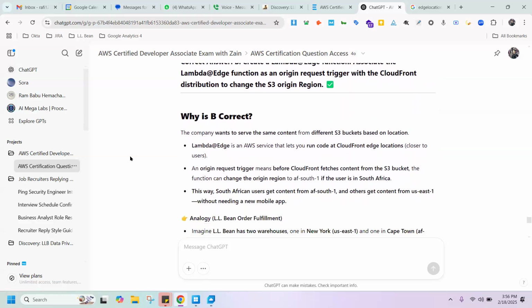Now you can read this. Why is B correct? Lambda Edge is the AWS service that lets you run code at the CloudFront edge locations closer to users.